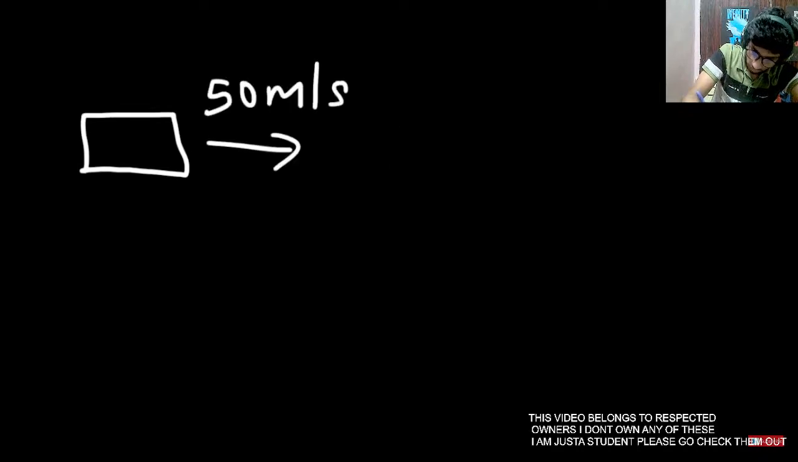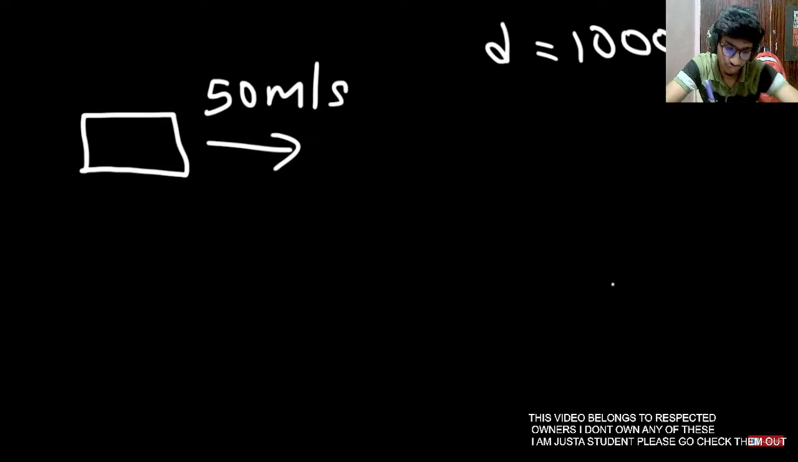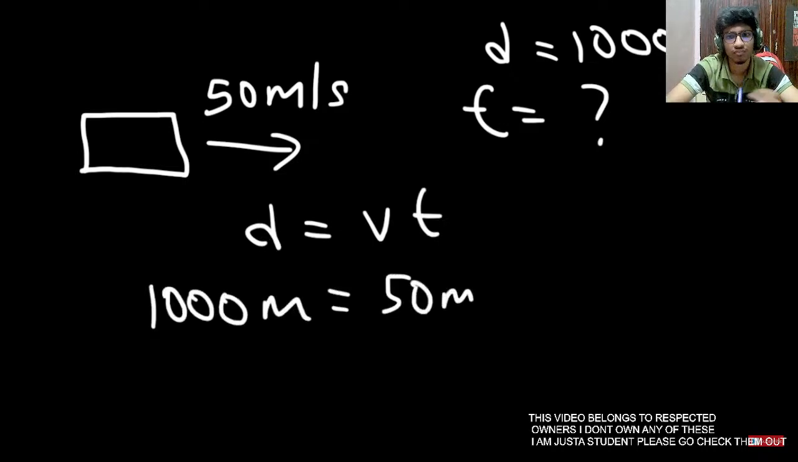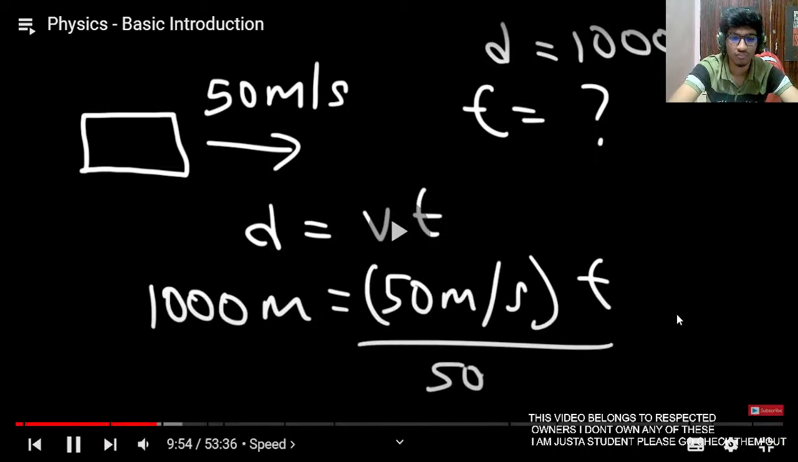So here's a question for you. Let's say you have an object that is moving at a speed of, let's say, 50 meters per second. How long will it take for this object to travel a distance of 1,000 meters? So we're looking for the time, how long? We could use this formula, d is equal to vt. So the distance is 1,000 meters, v is 50 meters per second, and we need to calculate the time. So we can divide both sides by 50.